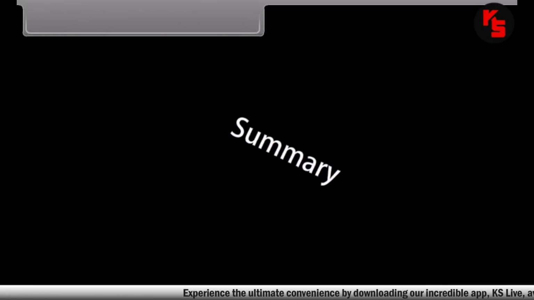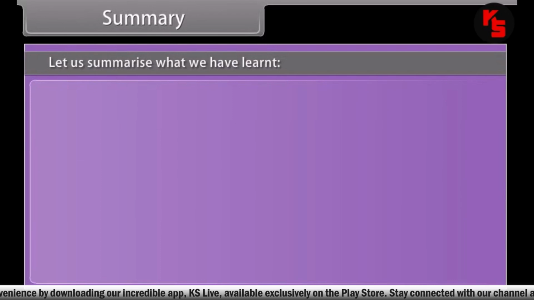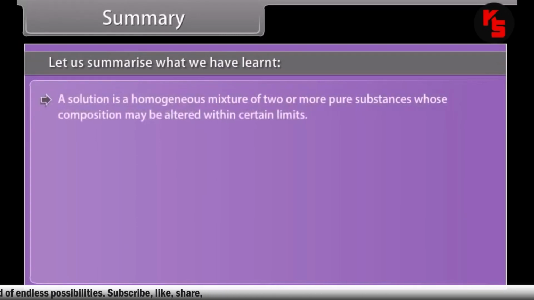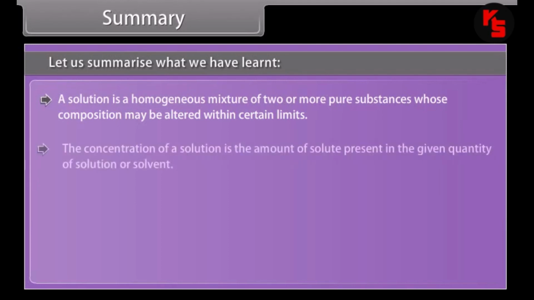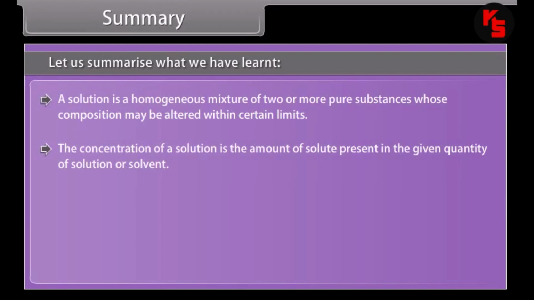Summary. Let us summarize what we have learnt. A solution is a homogeneous mixture of two or more pure substances whose composition may be altered within certain limits. The concentration of a solution is the amount of solute present in the given quantity of solution or solvent.